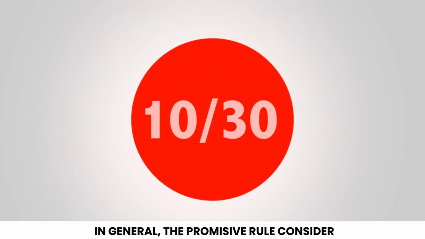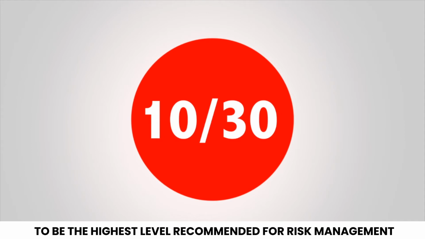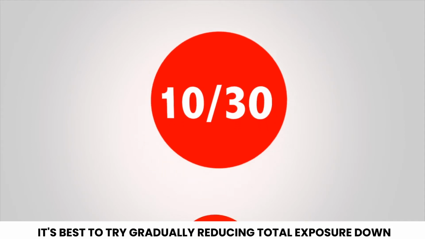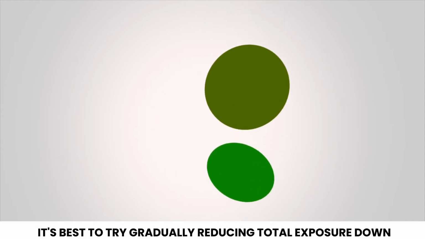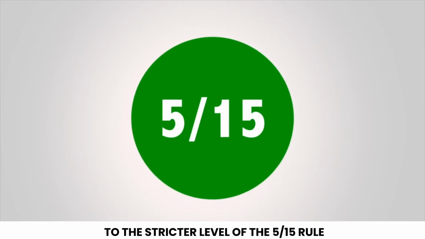In general, the permissive rule is considered to be the highest level recommended for risk management. It's best to try gradually reducing total exposure down to the stricter level of the 5/15ths rule.